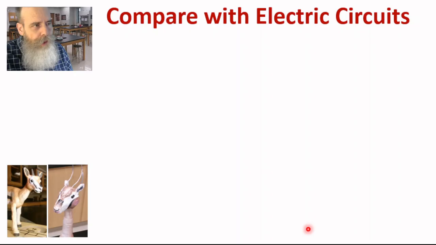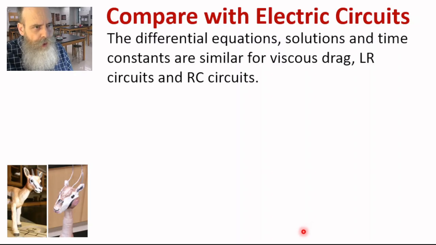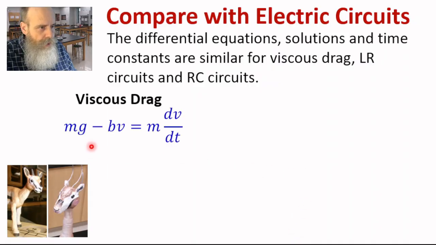Let's compare with electric circuits. The differential equations, solutions, and time constants are similar for viscous drag, LR circuits, and RC circuits. Here's what we just found out for viscous drag. This is our differential equation, and we solve for v as a function of time. m, g, and b are constants. And the time constant is tau equals m over b.